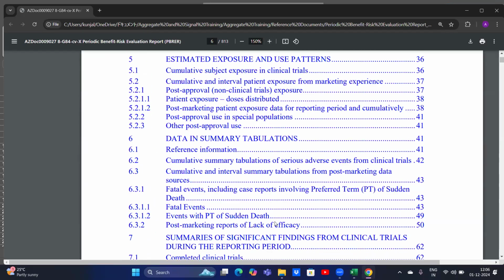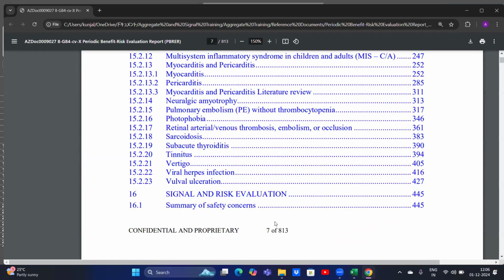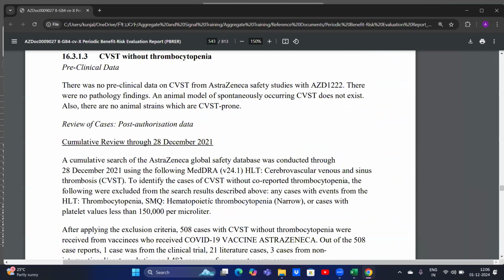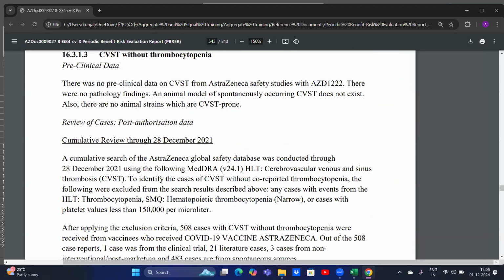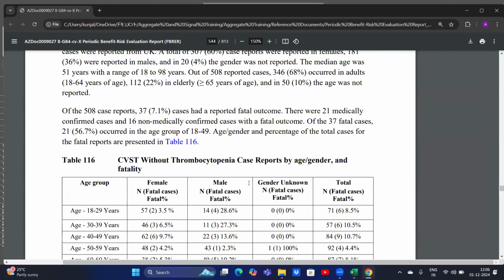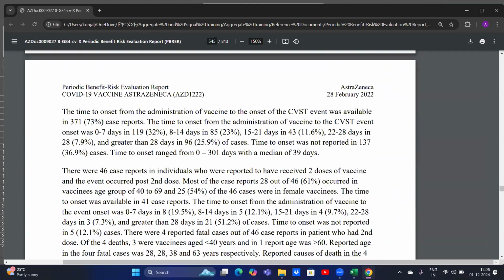Let me see how they have presented here, because it should be easy to understand too. See, they have given the cumulative review, so consider it as an interval review. Don't look at how they have presented. See how they have presented.